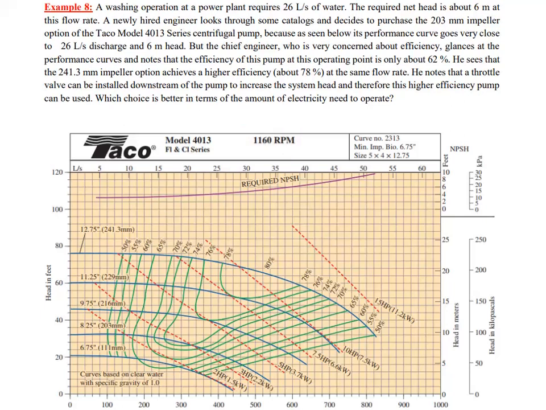Blue curves are for the pump head. We have 1 blue curve for each diameter. Green ones are the efficiency contours. Dashed red lines are the pump power contours. And the purple one at the top is the required NPSH curve. Please study the details of this example and learn how to read these figures.